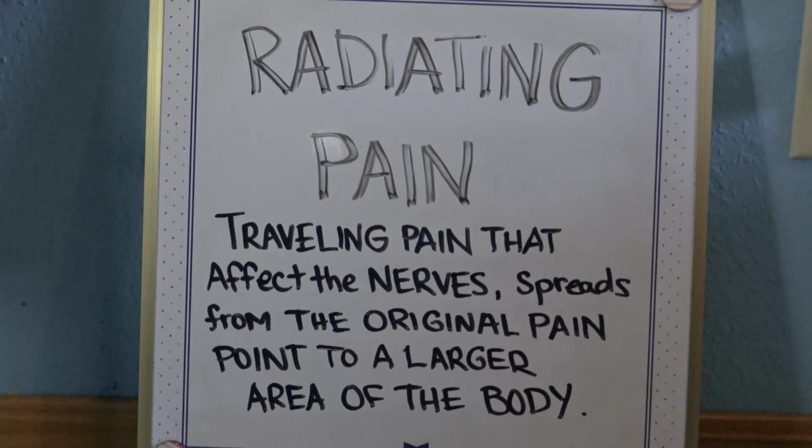Radiating pain can range from dull to sharp or electric shock-like, and it may come and go or be continuous. It's usually only felt on one side of the body, such as going into the chest on one side, tingling, numbness, or weakness. So radiating pain is traveling pain that affects the nerves. It spreads from the original pain point to a larger area of the body.